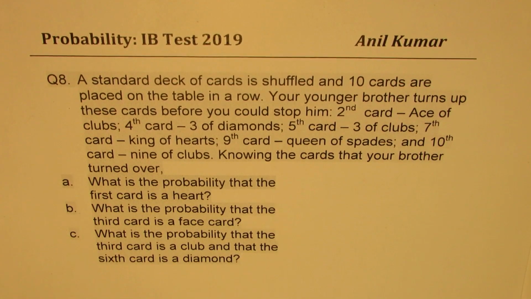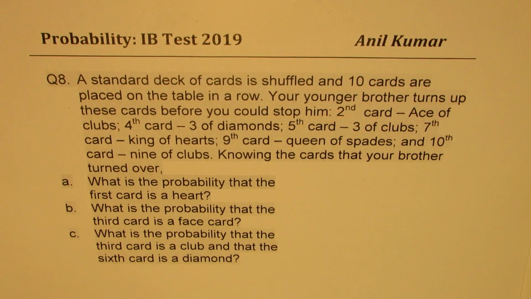Question number 8. A standard deck of cards is shuffled and 10 cards are placed on the table in a row. Your younger brother turns up these cards before you could stop him. Second card, ace of clubs. Fourth card, 3 of diamonds. Fifth card, 3 of clubs. Seventh card, king of hearts. Ninth card, queen of spades. And 10th card is 9 of clubs. Knowing the cards that your brother turned over, what is the probability that the first card is a heart?